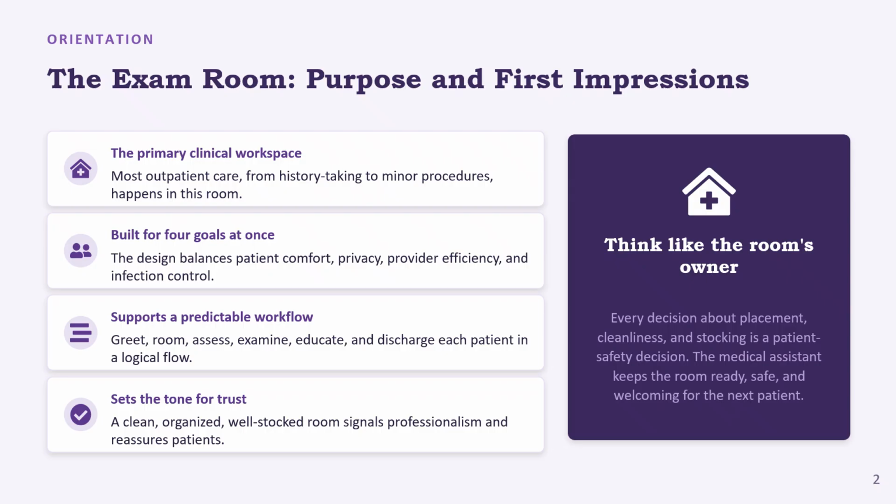Before we look at individual pieces of equipment, let's frame what the exam room is for. This is the primary clinical workspace in an office. The vast majority of outpatient care happens right here. Everything from taking a history and vital signs to assisting with minor procedures and patient education. Notice that a good exam room is trying to satisfy four goals at the same time. It must be comfortable and private for the patient. It must be efficient for the provider so care moves quickly. And it must support infection control so no one leaves sicker than they were when they arrived. Those goals sometimes compete, and the layout is the compromise that serves all four.